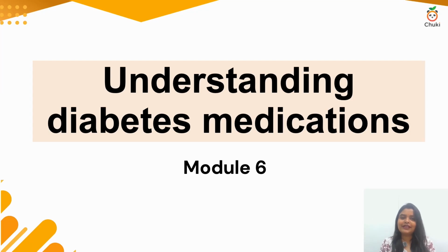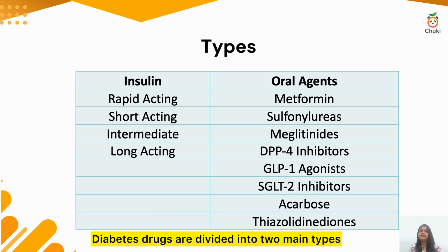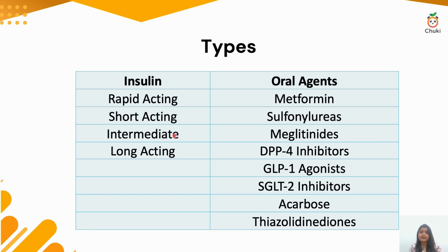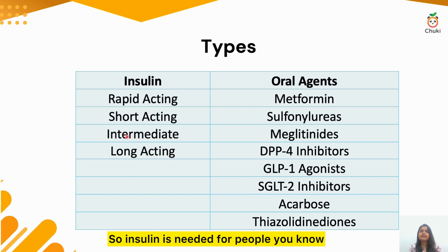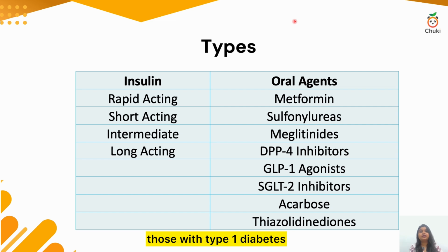Welcome to Module 6, which is Understanding Diabetes Medication. Diabetes drugs are divided into two main types, that is, insulin and oral agents. Insulin is needed for people whose bodies do not make enough insulin, especially those with type 1 diabetes.